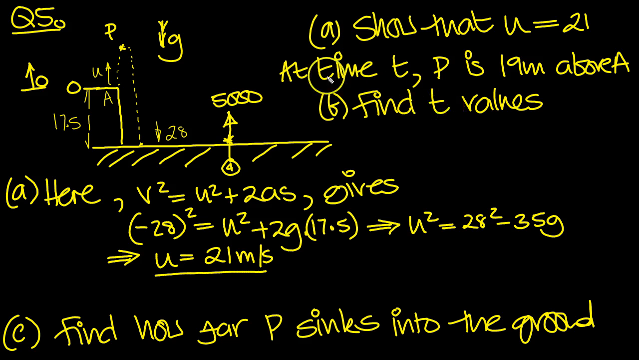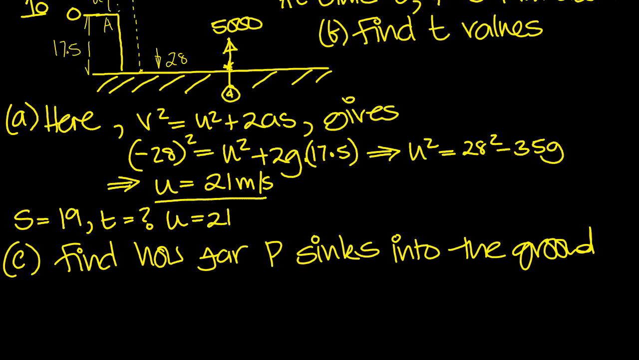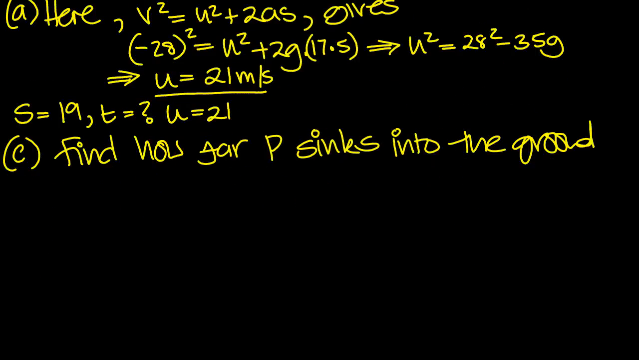Now find, at time t, p is 19 meters above A. So we've got time t, and we know that s equals 19. t equals what? u is equal to 21. So that reminds us of the formula s equals ut plus half at squared, doesn't it?